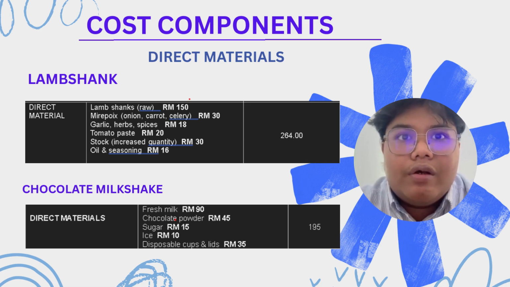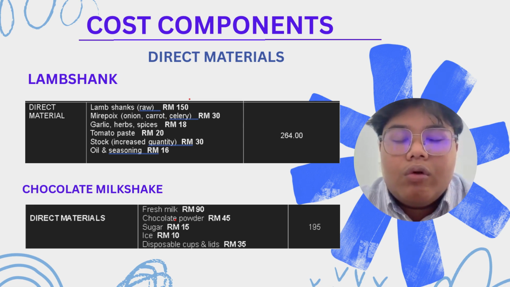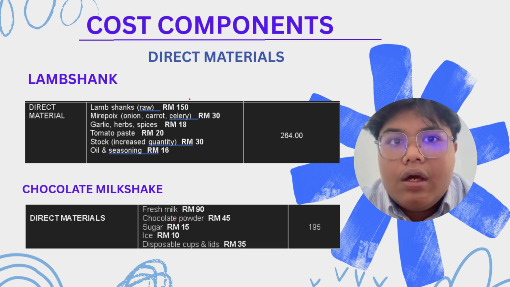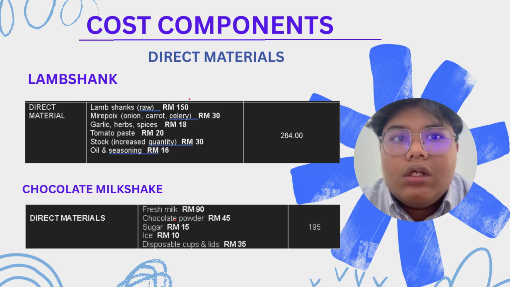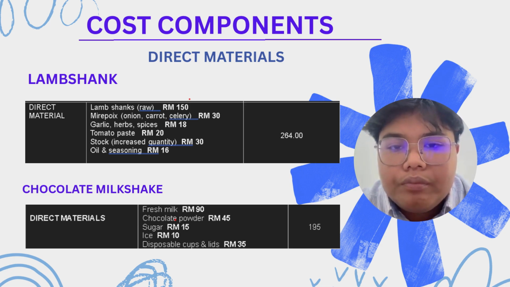And today, my part is going to explain about cost components. The first thing is direct materials. For lamb shanks, we bought it raw for 150 ringgit. The ingredients are onion, carrot and celery for 30 ringgit. We also bought garlic, herbs and spices for 80 ringgit, and also the tomato paste for 20 ringgit. We want to increase our quantity in stock, so it's 30 ringgit. We also bought oil and seasoning for 60 ringgit. So the total is 264 ringgit.